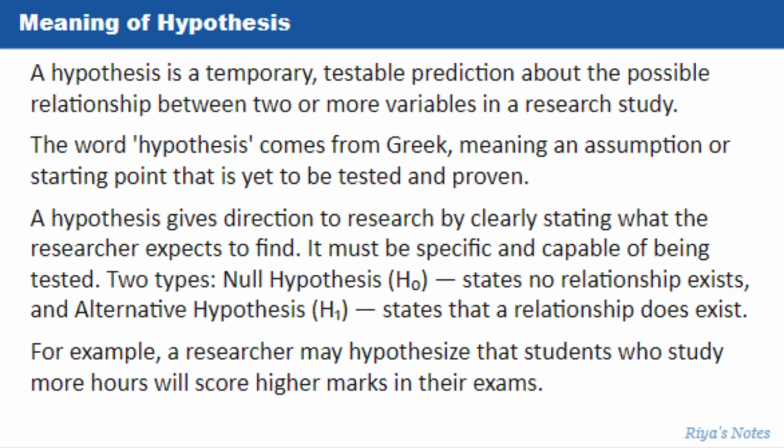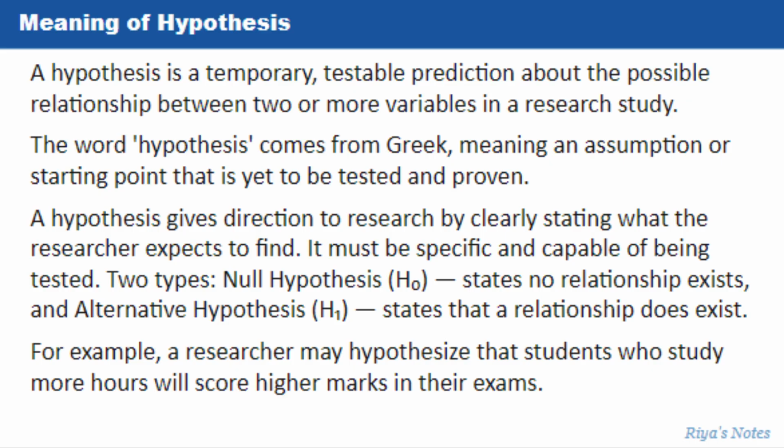Meaning of hypothesis. A hypothesis is a temporary, testable prediction about the possible relationship between two or more variables in a research study. The word hypothesis comes from Greek, meaning an assumption or starting point that is yet to be tested and proven. A hypothesis gives direction to research by clearly stating what the researcher expects to find. It must be specific and capable of being tested.